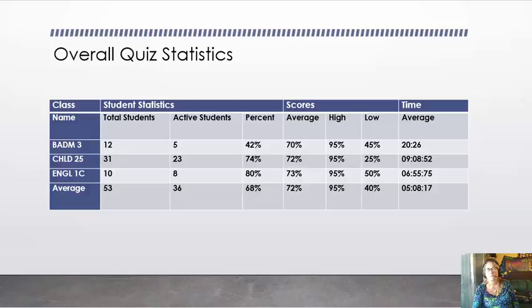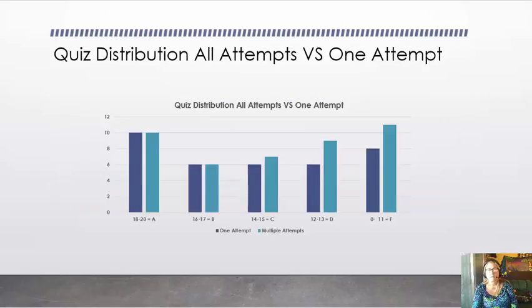In English 1C, there were 10 total students, 8 active students for a completion rate of 80%. The scores were 73% for average, 95% for high, 50% for low, with an average completion time of 6 hours, 55 minutes, and 75 seconds. The quiz distribution for all attempts versus one attempt shows that giving multiple attempts does not change the A and B grades. It slightly modifies the C and D grades, but also increases the failing rate.